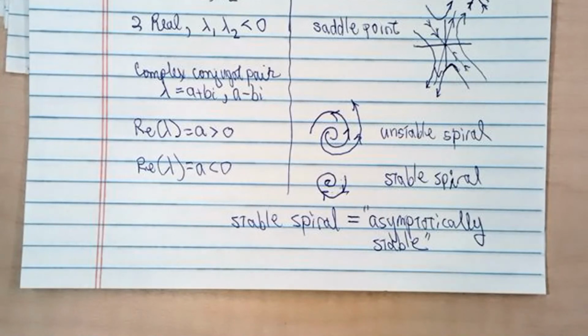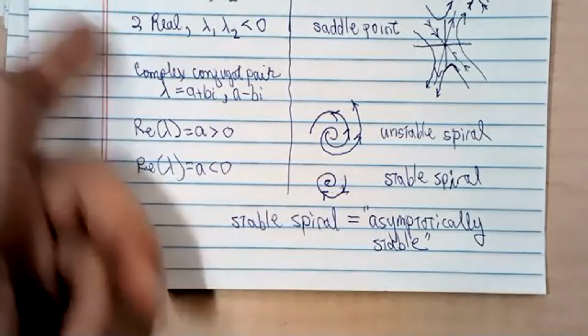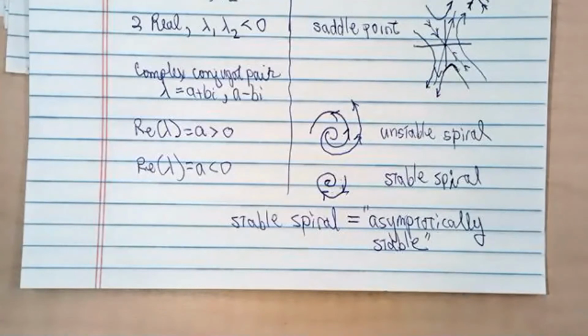So those are the major classifications and how you can tell. As I was doing these examples, once I had the eigenvalues, I knew whether it was going to be stable or not, and whether it's going to be a node, saddle point, or a spiral.